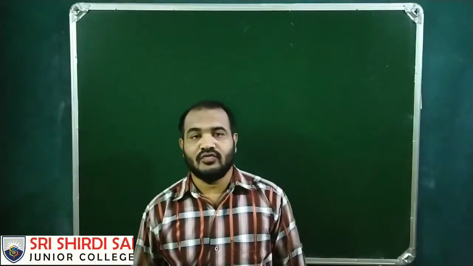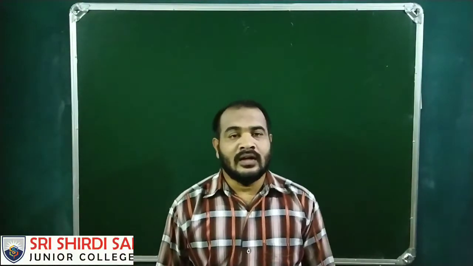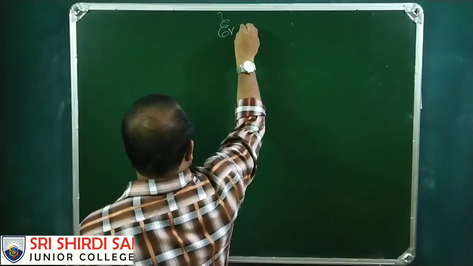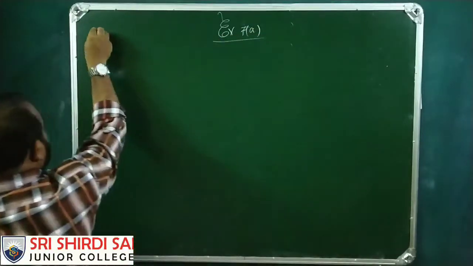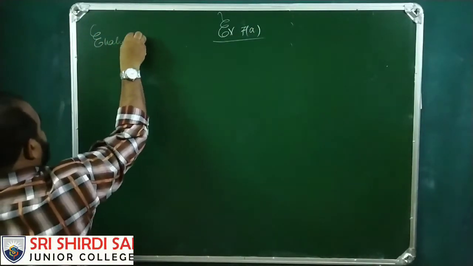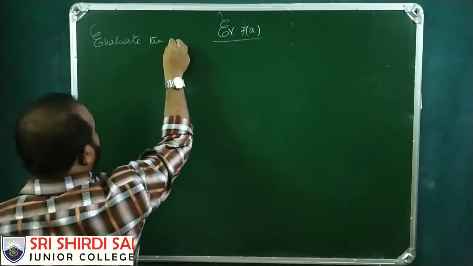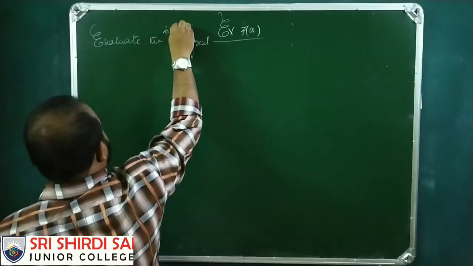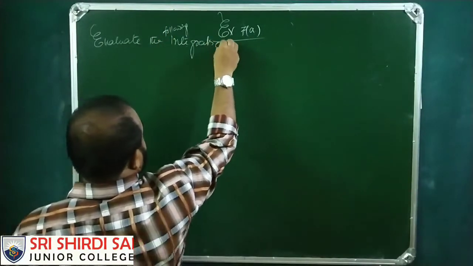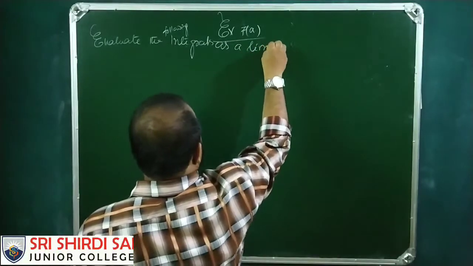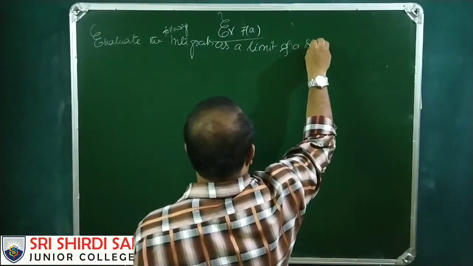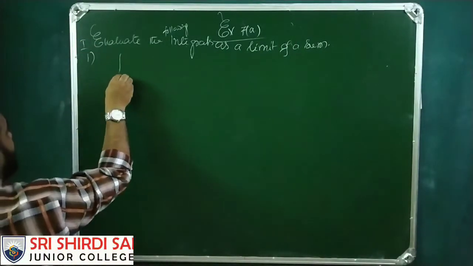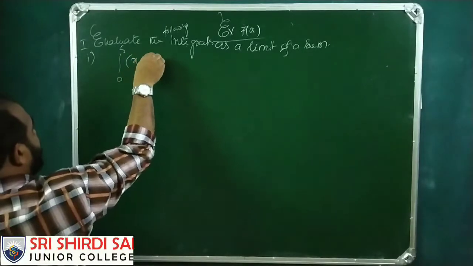Let us discuss the problems from the integral as a limit of a sum. Exercise 7a. Evaluate the following integrals as a limit of a sum. The first question is integral 0 to 5 x plus 1 dx.